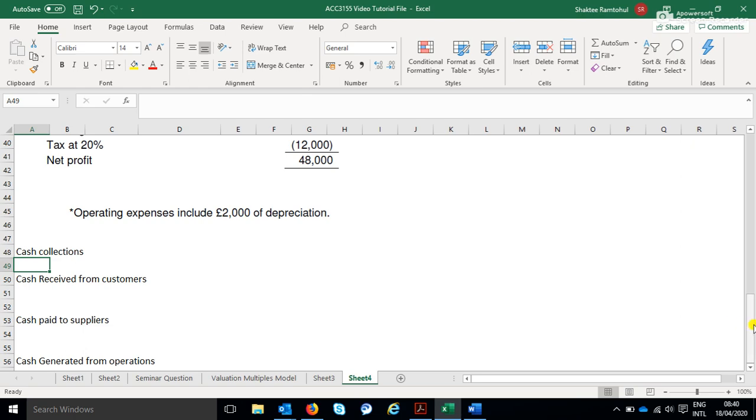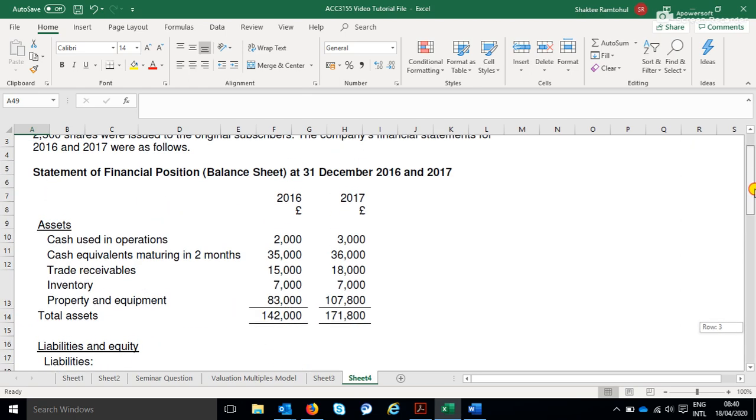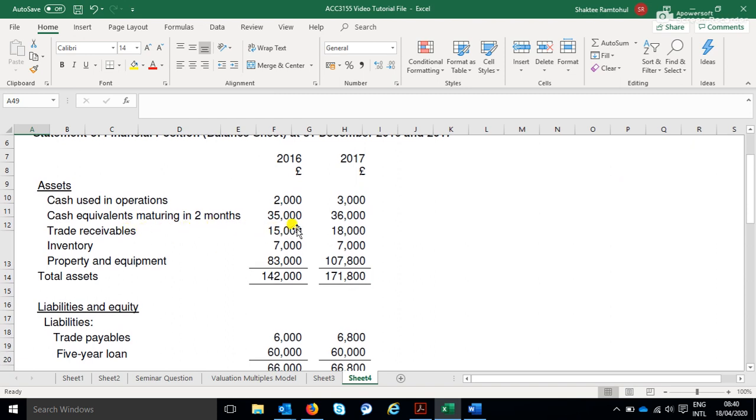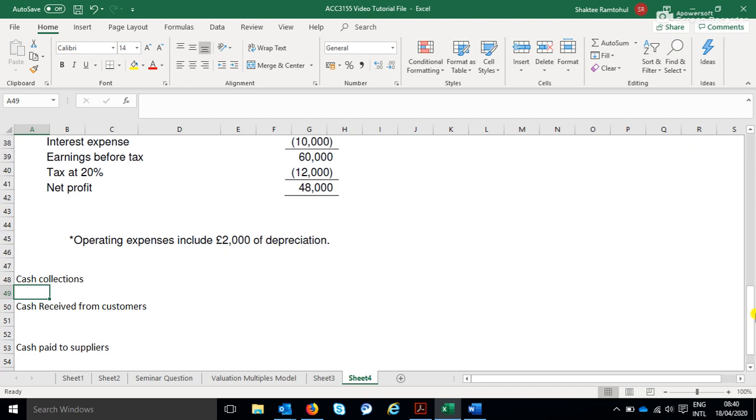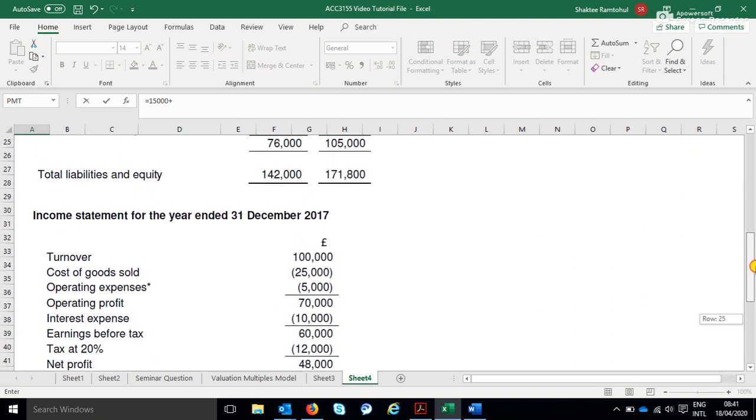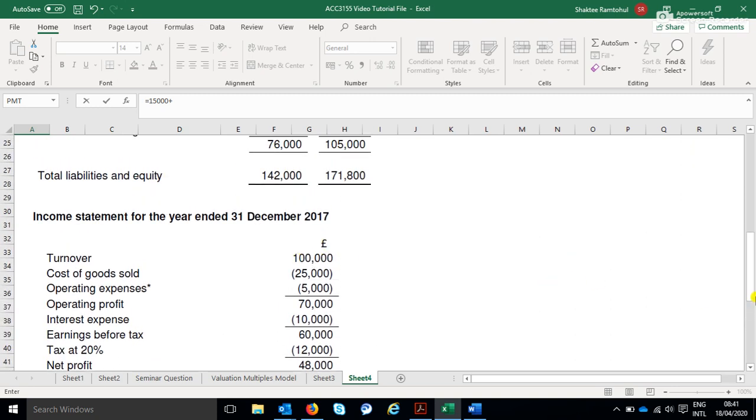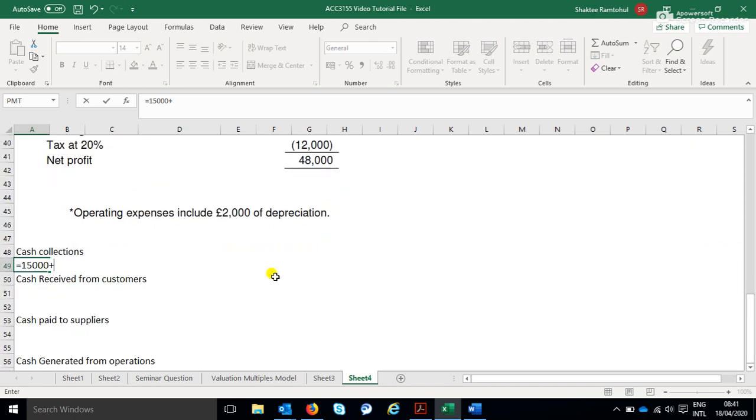Now, whatever cash we would have collected this year would be whatever outstanding receivables from the previous year. Remember, when I say this year, we are in 2017. So we started off with 15,000. This is what was owed from receivables at the start of the year. During the year, we would have made sales, and we're told sales is 100,000. So plus 100,000. But think about it.